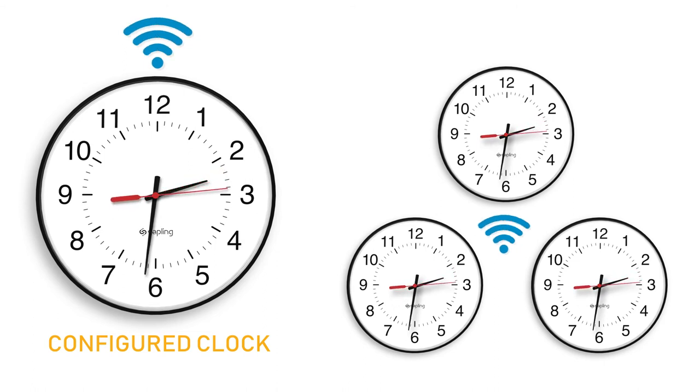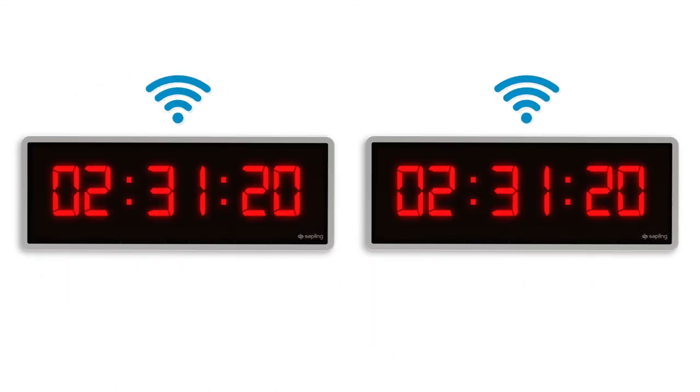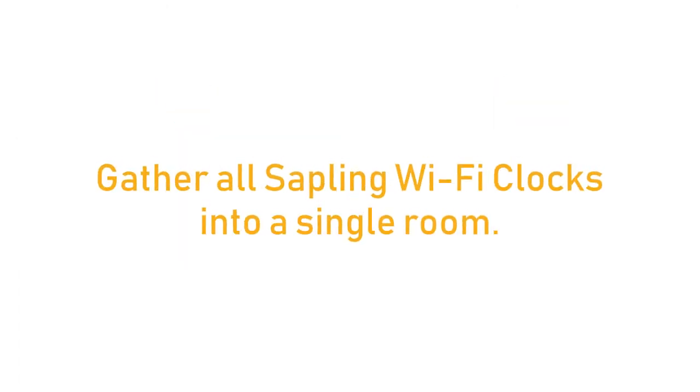An analog clock's settings can be duplicated to other analog Wi-Fi clocks, while a digital clock's settings can be duplicated to other digital Wi-Fi clocks. Before proceeding, gather all Sapling Wi-Fi clocks into a single room. Sapling's Wi-Fi Direct Loader is provided on a CD along with the network clock monitoring software, but can also be obtained on our website at the link shown.